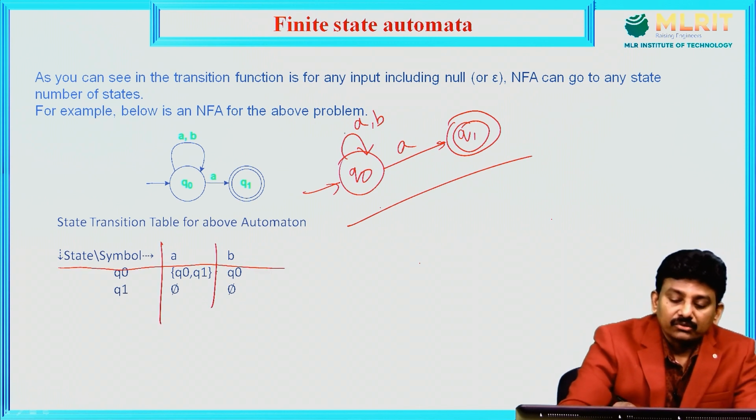Q0 on A going to Q0 as well as Q1, so Q0 on A going to {Q0, Q1}. Q0 on B going to Q0. Q1 on A there is no transition, that is why phi. Q1 on B there is no transition, that is why phi.